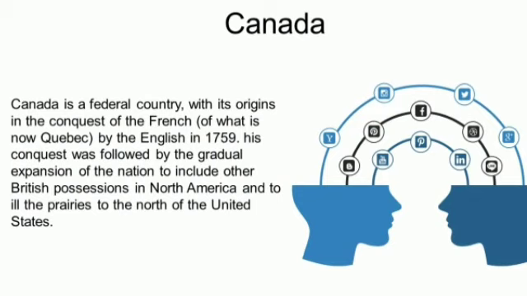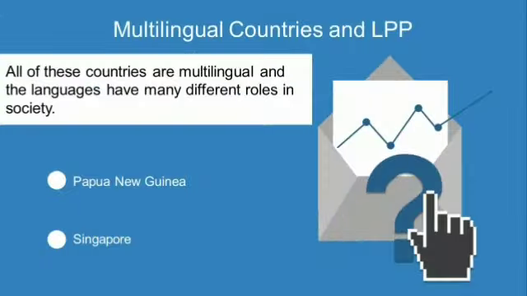In Canada, the basic English-French polarization still exists. The French are still a minority in Canada. The language situation is further complicated by the fact that Canada also has many speakers of First Nation languages, the term used for the languages spoken in these regions before English and French colonization. And it is also a country of immigrants who have flocked mainly to the large cities, Toronto, Vancouver, and Montreal. All of these countries are multilingual and the languages have many different roles in society.